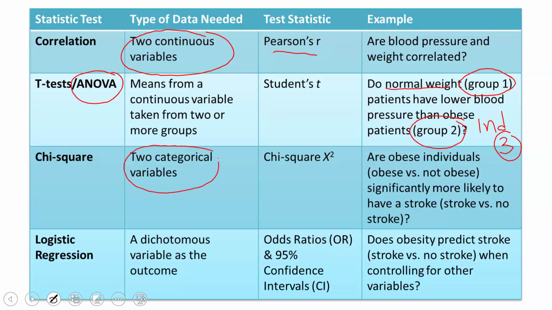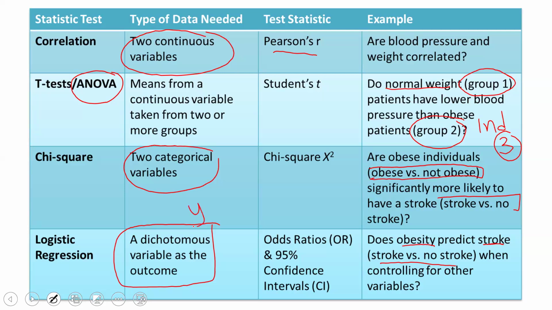Chi-square, I said earlier on, is for categorical variables. You know, and look at the example here. Are obese individuals, that is obese versus not obese, significantly more likely to have a stroke, that is stroke versus no stroke? So this is one category. You are either obese or not. This is another category. It's either there's stroke or no stroke. That's a chi-square. Logistic regression, as in the last slide, is where your Y is a dichotomous variable. Your Y is dichotomous or binary. Does obesity predict stroke? So your stroke is either yes or no. And then obesity, you can have a measurement or whatever it is. That's logistic regression.